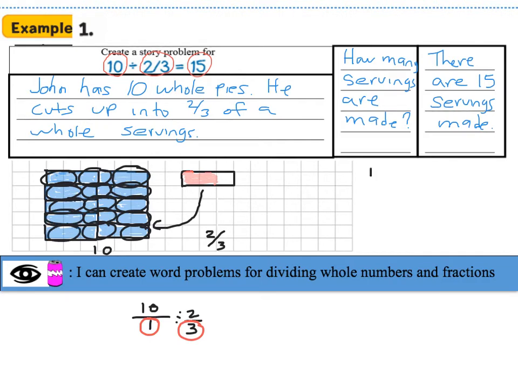We can also use the algorithm, which is 10 over 1, times the reciprocal of 2/3, which is 3 over 2. And we can cross cancel. 2 goes into 2 once, 2 goes into 10 5 times, and 5 times 3 is 15 over 1, and we still get 15 servings.